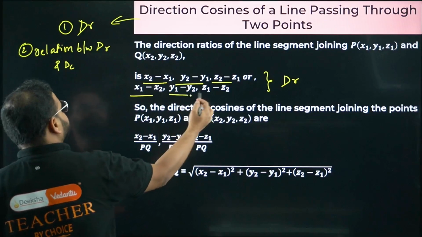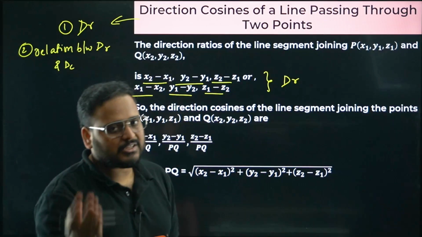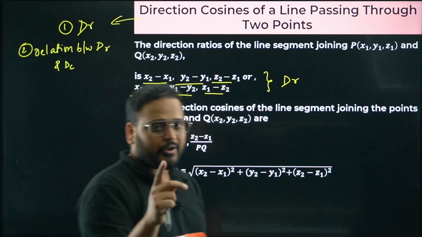Both is okay. Pick one. No, none of the case. Okay, doesn't matter. Either you write x2 minus x1 or x1 minus x2. Both will be the value of your dr. From there, what are you gonna get?